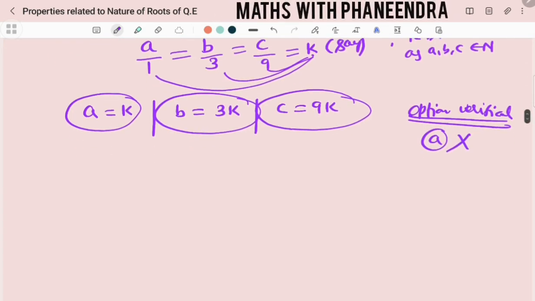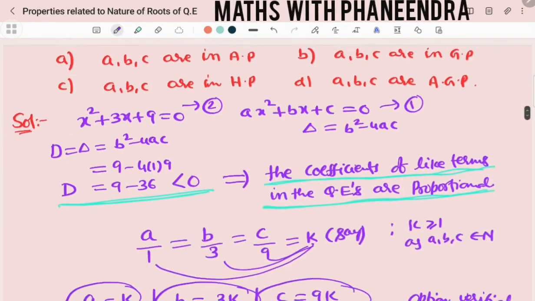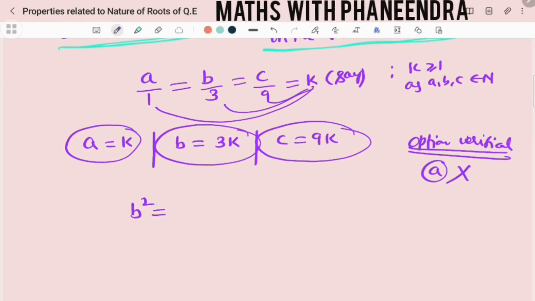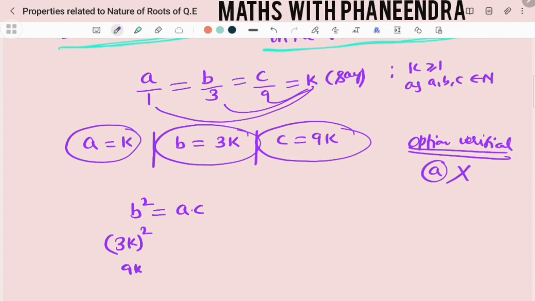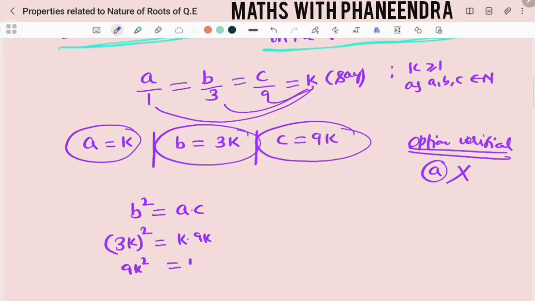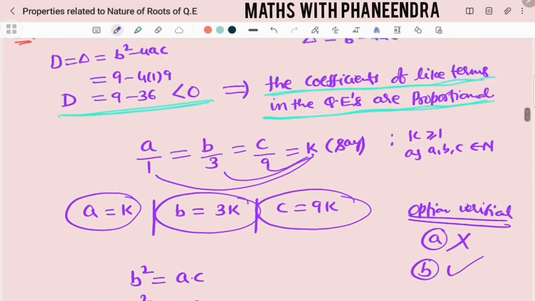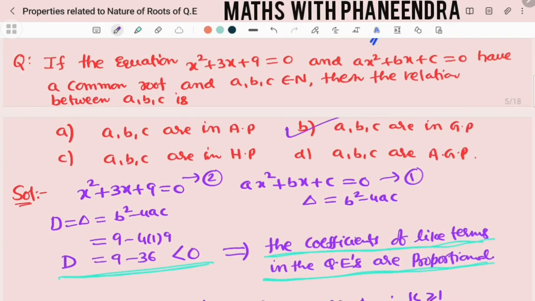Go to the second option. A, B, C are in geometrical progression, GP. A, B, C in GP means square of the middle, B square, is equal to the product of the extremities, A into C. So we will check whether it is correct or not. B square is 3k whole square, that is equal to 9k square. A value is k, C value is 9k. 9k into k is 9k square. Both are equal. So option B is the right option. The relation between A, B, C is geometrical progression.